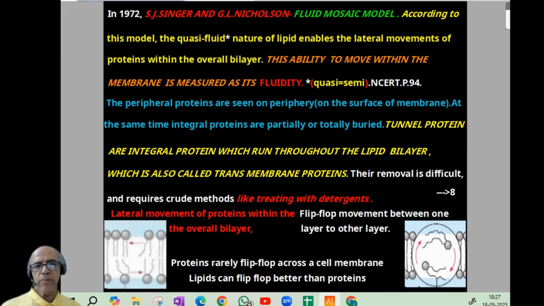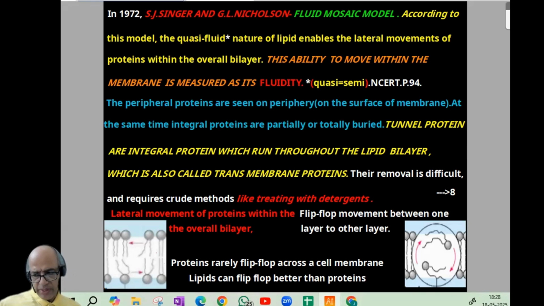Now, lateral movements of protein, the photograph is given there. Lateral means sidewise, this way. Lateral movements of proteins within the overall bilayer. In that photo you can observe, along the same line, they move. While this is flip-flop. Flip-flop means this way, movement between one layer to the other layer. That is how lateral and flip-flop differ.